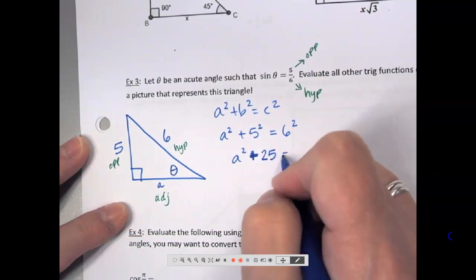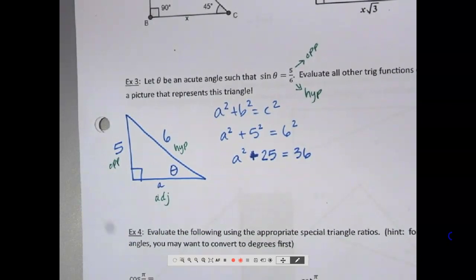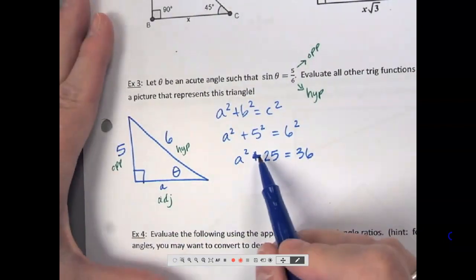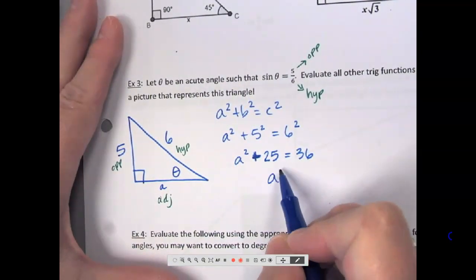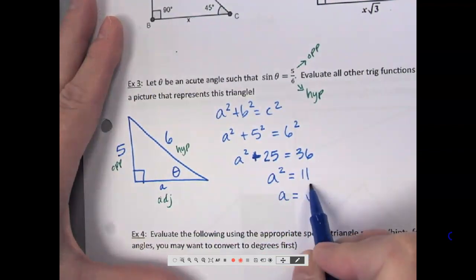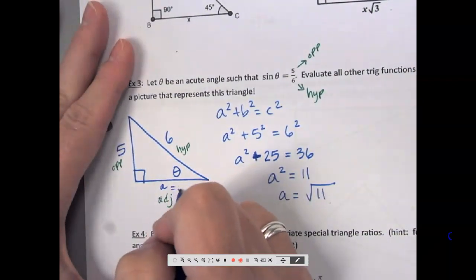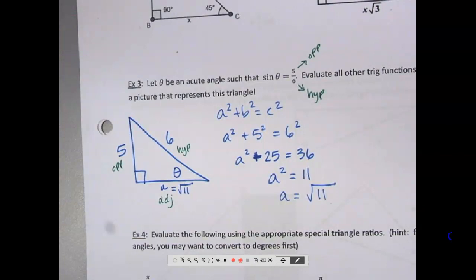Not that I'm all about a calculator, because I am, but I think oftentimes we can do it faster in our head than our calculator. We just, our reflexes grab that machine when we don't actually need it. Subtract 25, what do you get? Square root it, what do you get? Square root of 11. Okay, so now we know the adjacent side. We had opposite, we had hypotenuse. Now I can find all the other trig functions.